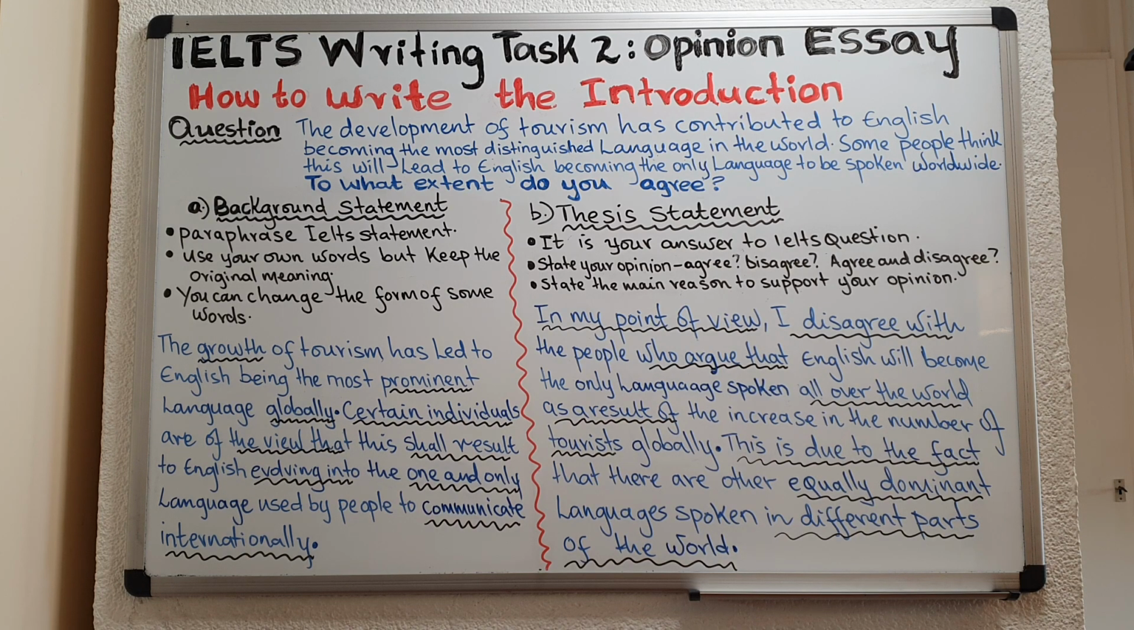So that's how you paraphrase the first sentence. The development of tourism has contributed to English becoming the most distinguished language in the world. That sentence means exactly the same as the growth of tourism has led to English being the most prominent language globally.